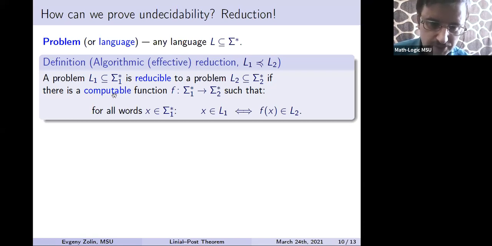So computable means that there is, for example, a Turing machine or a program in some programming language that computes this function. So f of x is computed in a finite number of steps for any x. So not only for x from L1 does this function stop in a finite number of steps, but for any word, this function must stop in a finite number of steps. But its result belongs to the second language if and only if its argument was in the first language.